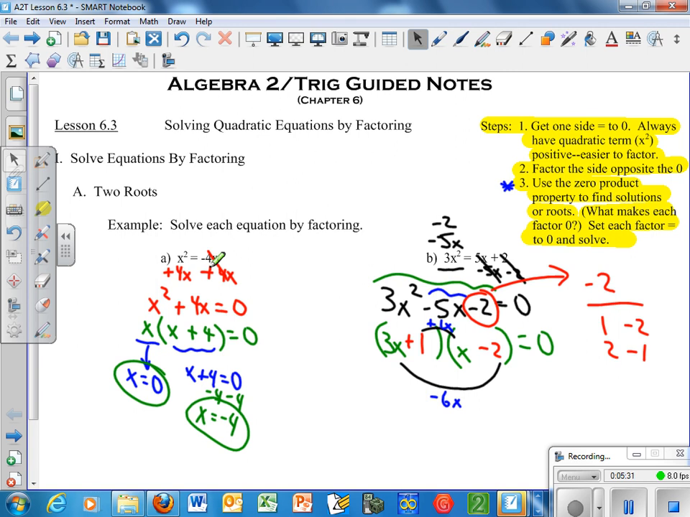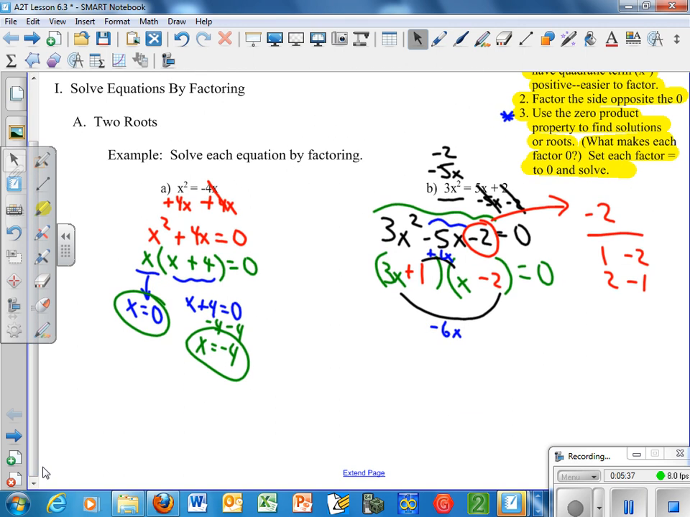So now I take and use the zero product property, set each factor equal to 0. So one of my factors is, I'm going to take the 3x plus 1, set it equal to 0, or I'm going to do x minus 2 and set it equal to 0. And I solve each one of those.